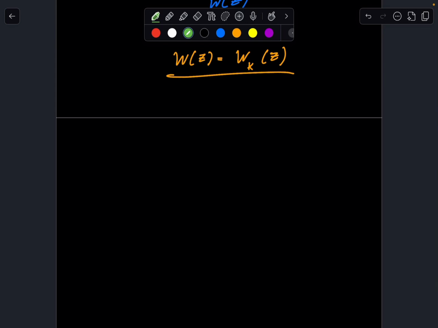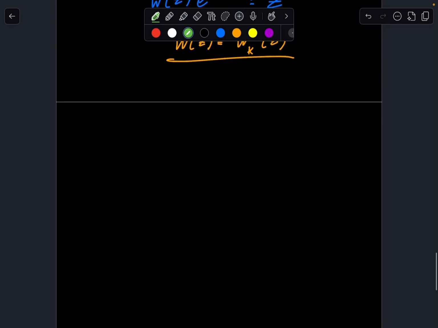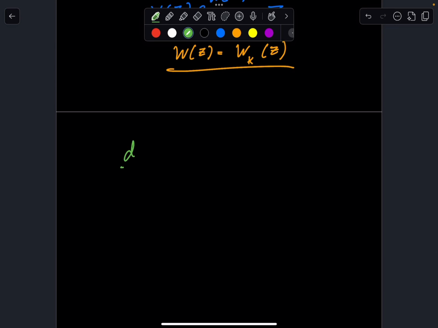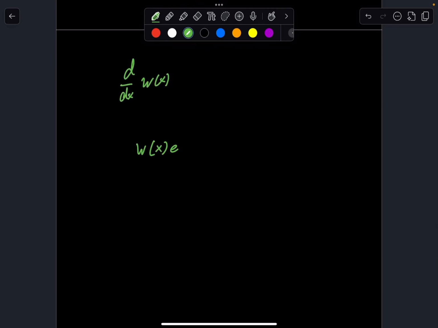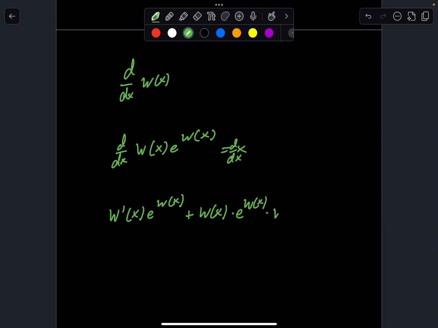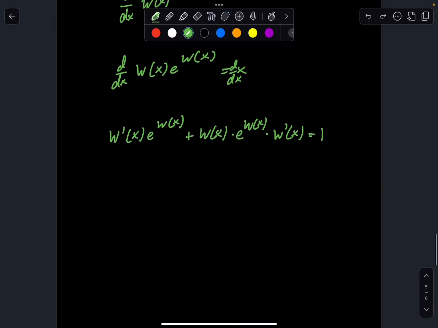Now, I did this in my other video, but because this is an overall overview of the Lambert W function, let's quickly take the derivative of the Lambert W. We know that W(x) times e to the W(x) returns us x. Let's differentiate on both sides using d/dx. Now, on the left-hand side, we can use our product rule. We get W'(x) times e to the W(x) plus W(x) times the derivative of e to the W(x), which is e to the W(x) times W'(x), is equal to 1, because d/dx of x is just 1.